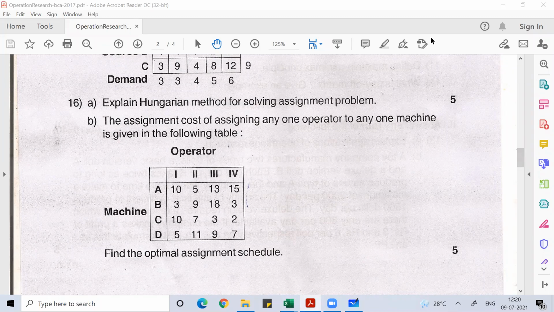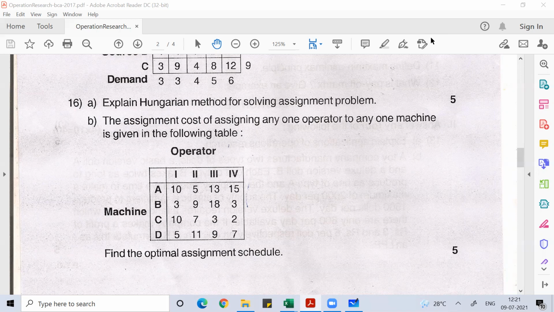So I was talking about the Hungarian method, guys. Whenever you see this theory question followed by a numerical, you can see that probably both are coming together. Now, to explain this Hungarian method, which is a theory question of 5 marks, you have to explain in a lot of steps. So what I'm telling you is, to write the theory part of the Hungarian approach, you take the same example which is given in the next question.